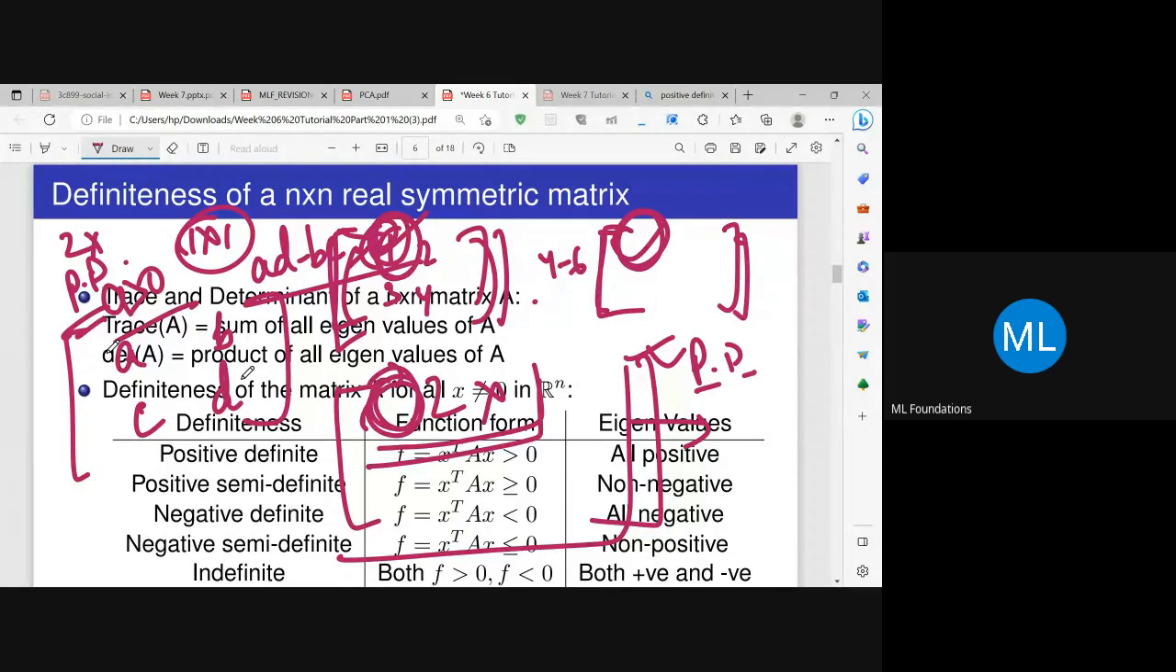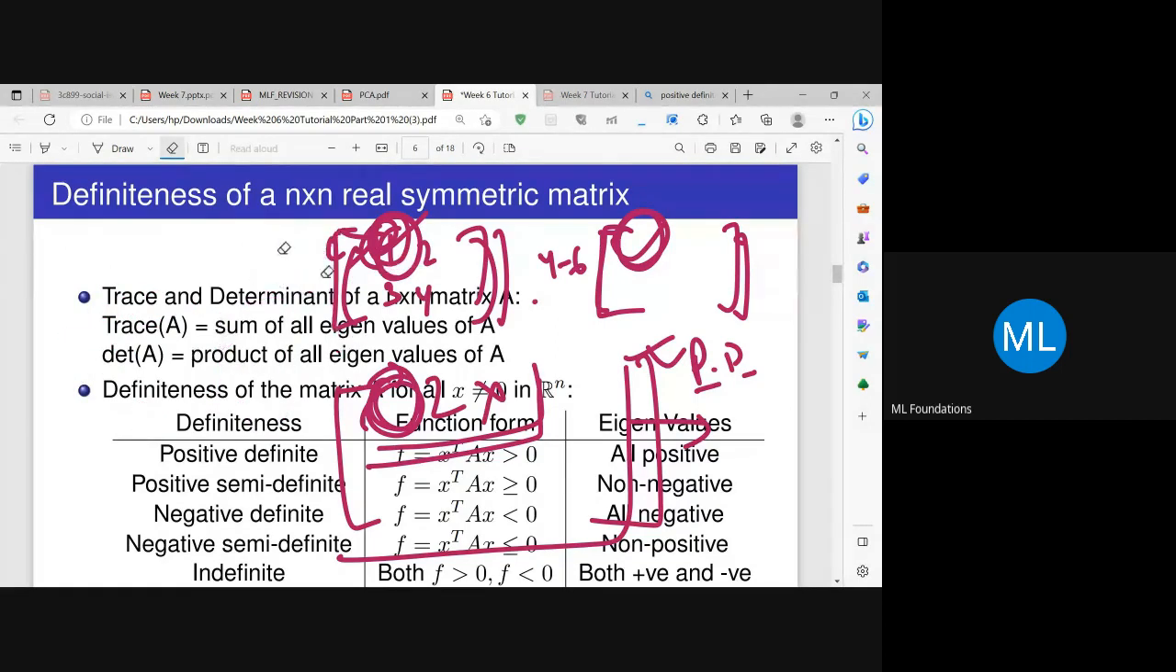Eigenvalues 0 and 2. Yes, this is positive semi-definite. Likewise, with eigenvalues 0 and minus 2, it is negative semi-definite. The best way is to calculate the eigenvalues. So if you are getting confused, just calculate the eigenvalues and see.